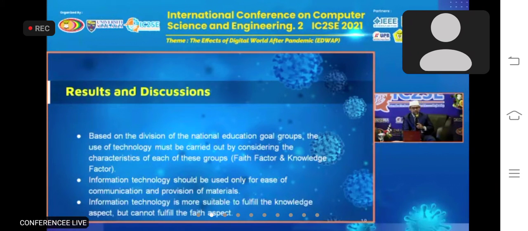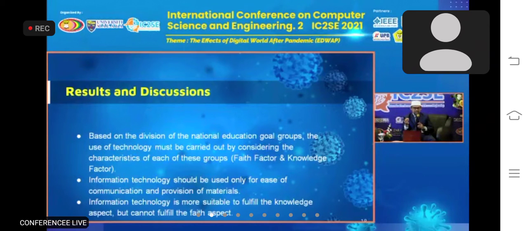Based on the division of the national education goal groups, the use of technology must be carried out by considering the characteristics of each of these groups. So the use of technology must be based on these two factors, iman and ilmu, faith and knowledge, because technology cannot cover all of these factors.